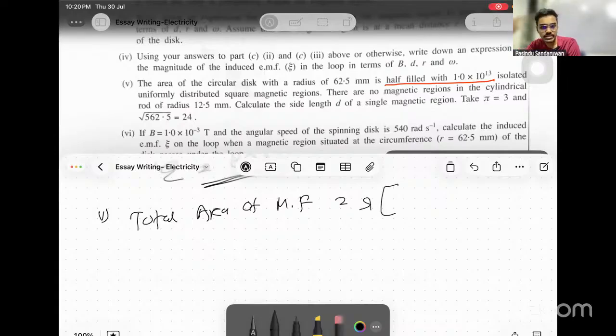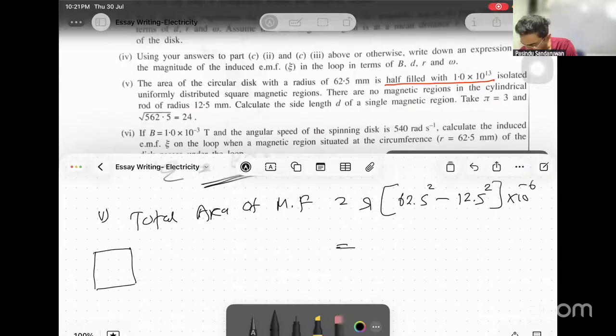Pi, from the larger circle we have to subtract the small circle, meaning the rod. So it is pi times 62.5 millimeters squared minus 12.5 millimeters squared, times 10 to the power minus 6. At the same time we can write the total area of the magnetic field using this: one square loop here is of side length d, and such 10 to the power 13 parts are there, and another important piece of data given was that it is half filled.